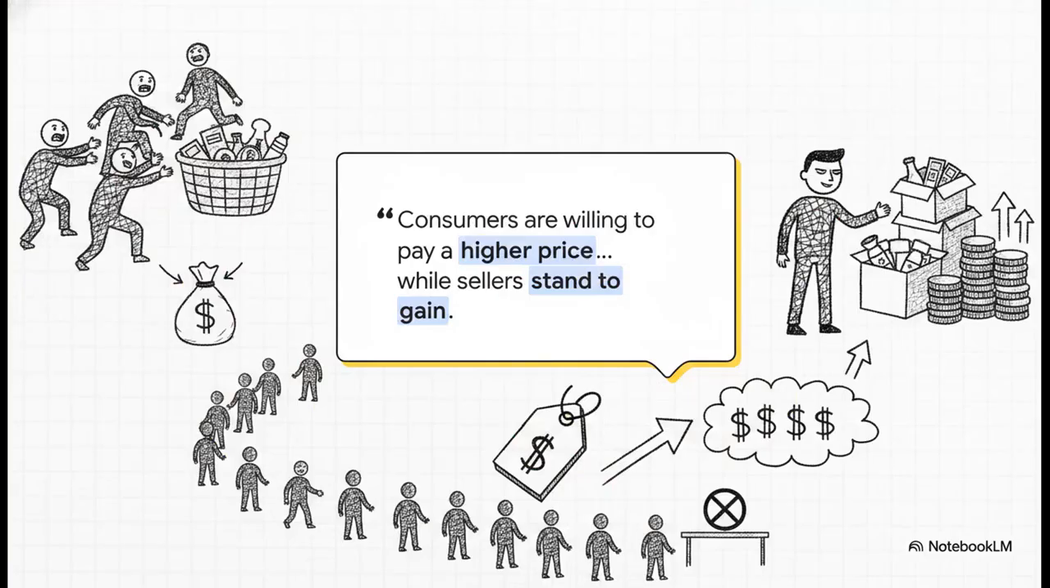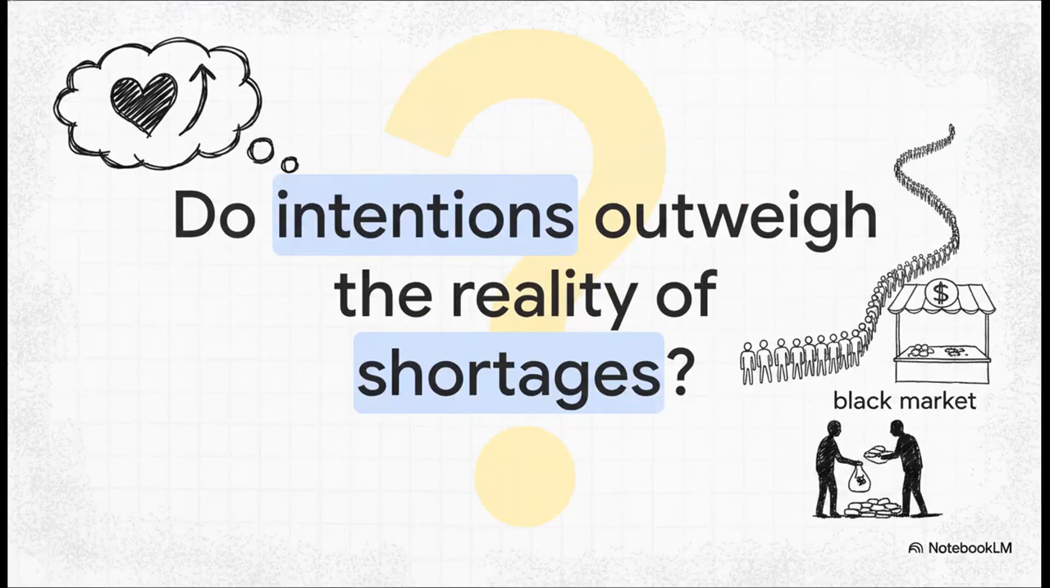And this brilliantly illustrates the core psychology at play. As the source states, consumers are willing to pay a higher price to get extra quantity while the sellers stand to gain. It's the perfect, albeit illegal, storm of incentives. You've got desperate buyers who are exhausted by rationing or endless lines, and opportunistic sellers who realize they can make a massive profit just by bypassing the law. Ultimately, a policy that was designed to keep prices low often ends up breeding a shadow market where prices are higher than ever before.